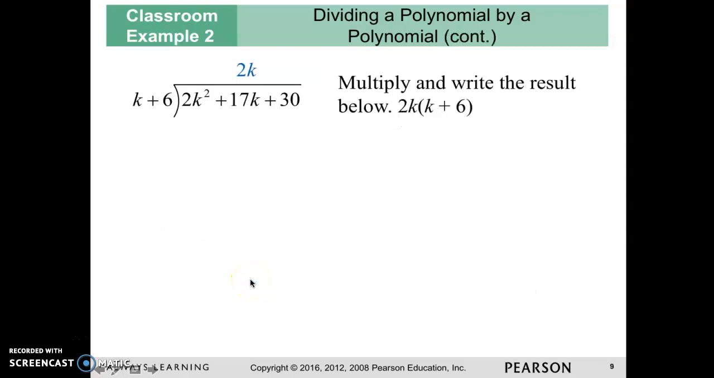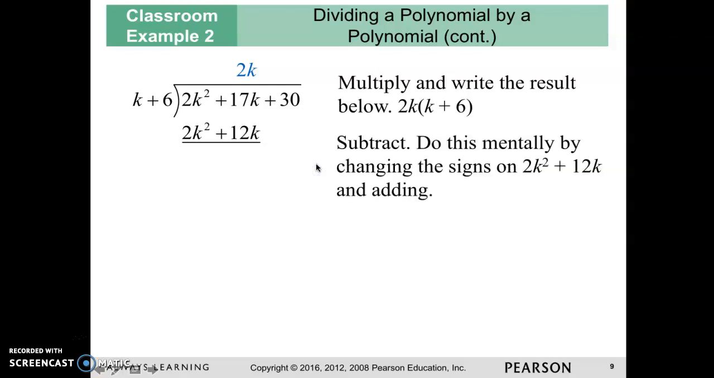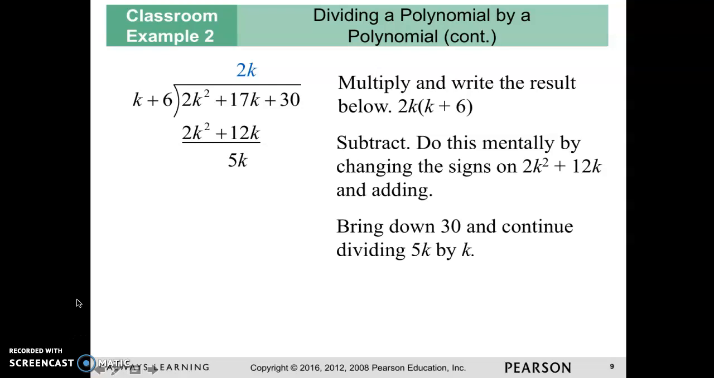And then we're going to multiply the result, which is 2k, by k plus 6. We multiply this by that, and then we write it. This will give us this expression right here. And then we're going to subtract, just like in traditional division. You can do this mentally by changing the signs of 2k squared plus 12k and then adding, or you simply subtract. Subtracting 2k squared, that's going to give us 5k. Then we're going to bring down the 30 and continue dividing 5k by k. This is going to be equal to k.